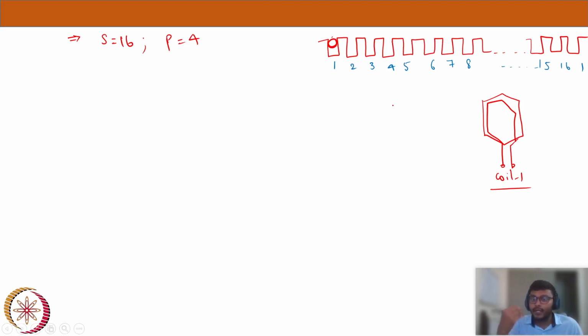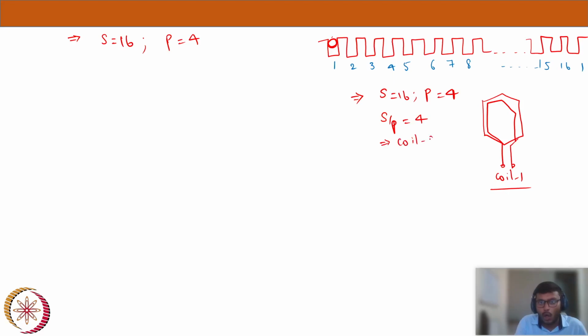So where should the return part of the coil be, in which slot? For that calculation, just now we calculated the coil span, right? S is equal to 16 and P is equal to pole, a 16 slot 4 pole machine. Now S by P is equal to 4. This is nothing but my coil span. Coil span means how many slots that coil should span.